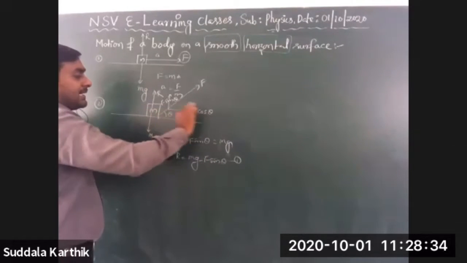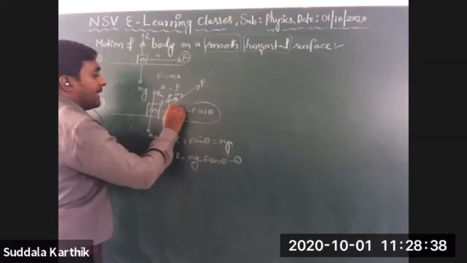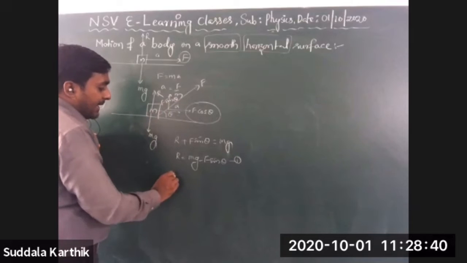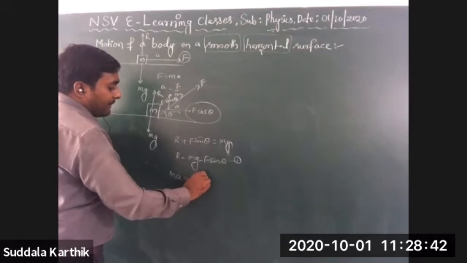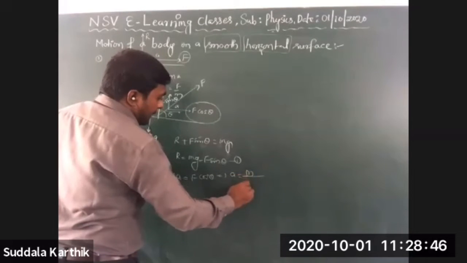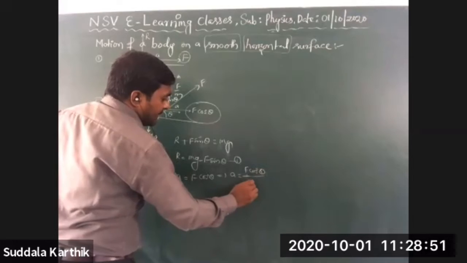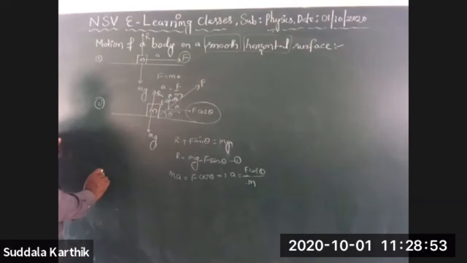Now, how many forces are acting in the horizontal direction? F cos theta, but the body is getting some acceleration a. So ma = F cos theta, which implies a = F cos theta / m. Yesterday we discussed this; I am just recalling and revising.